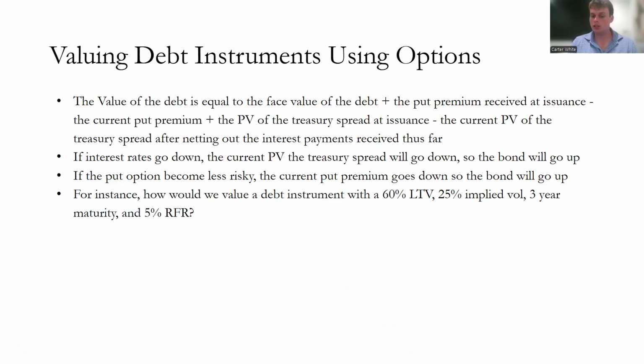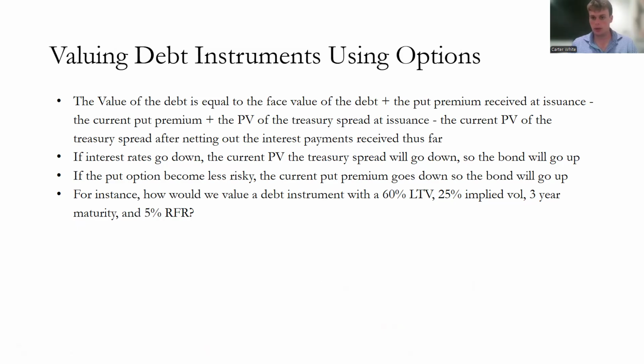Same thing if rates were to go down, if you think about the spread when it comes to that zero coupon bond. So let's forget about this somewhat complicated equation and actually look at a real example of a debt instrument with a 60% LTV, 25% implied vol.